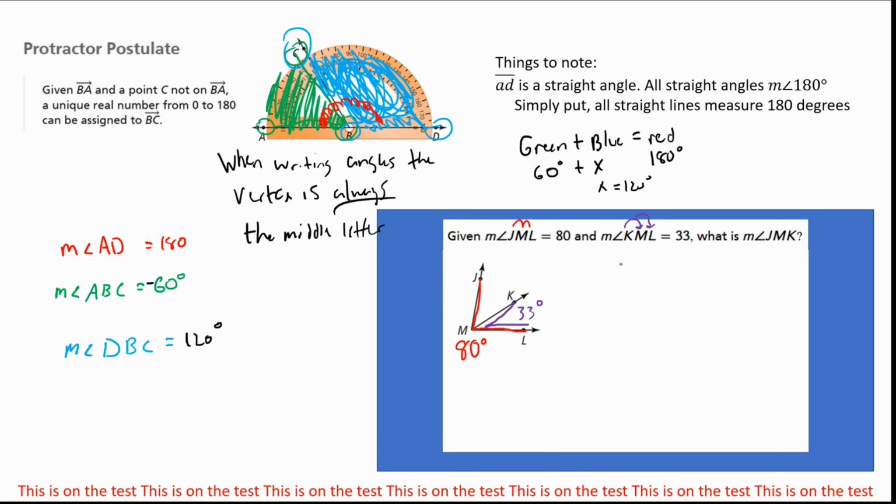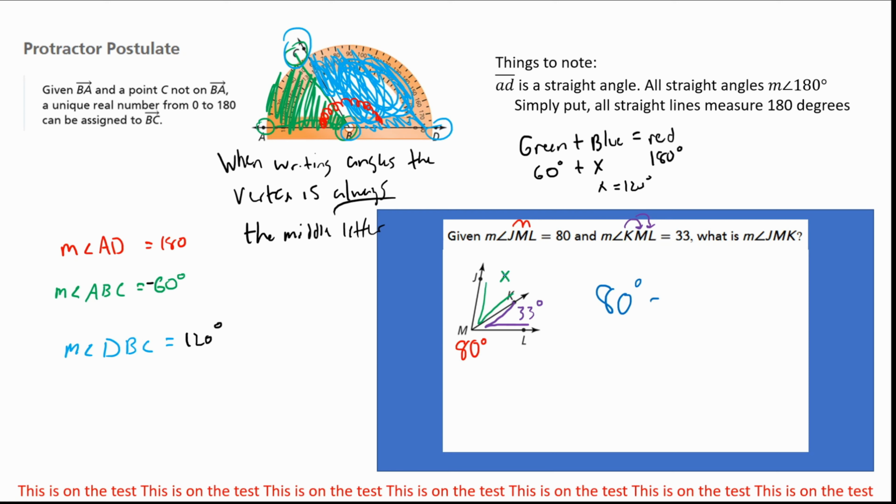And it wants to know what is the measure of angle JMK. Well, JMK we'll do in green since we haven't used it yet. And to do that, like we did with the other one, start at J, go to M, go to K, and it wants to know what is that. So I'm going to use it as X. So to determine this, I'm going to look at my overall angles. My reds disappeared at some point. So the big angle, JML, is 80 degrees.